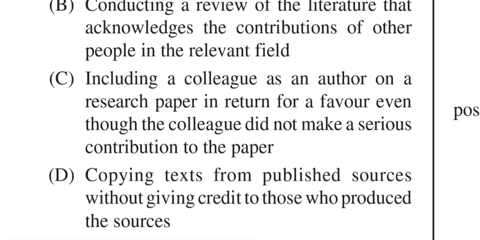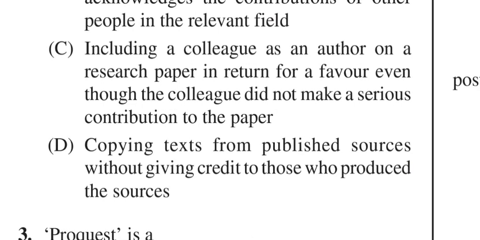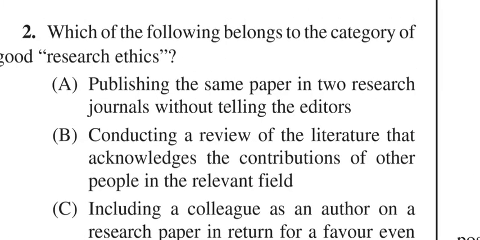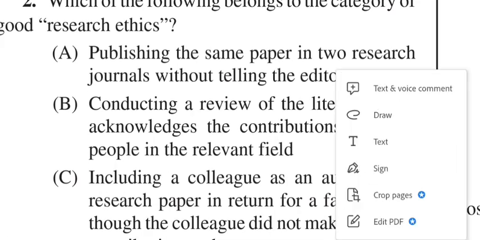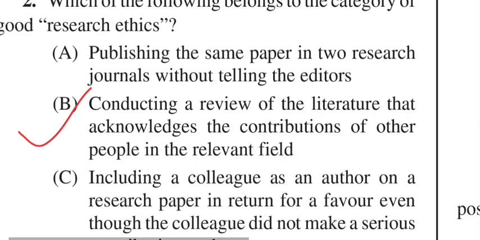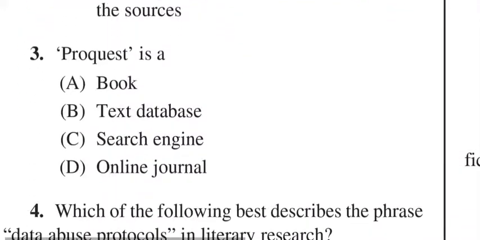Then, including a colleague as an author on a research paper in return for a favor, even though the colleague did not make a serious contribution to the paper. Number D is saying, copying text from published sources without giving credit to those who produced the sources. The correct answer will be number B. That means conducting a review of literature that acknowledges the contributions of other people in the relevant field. So this is a good research ethic practice. Got it?